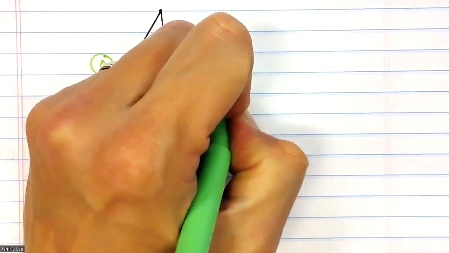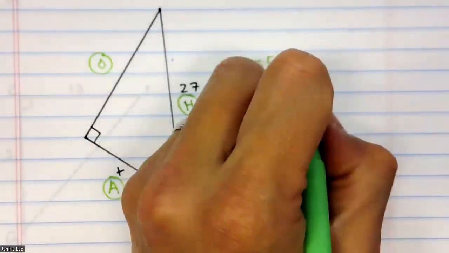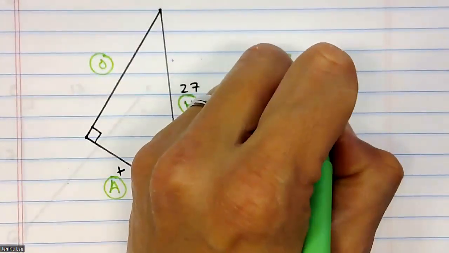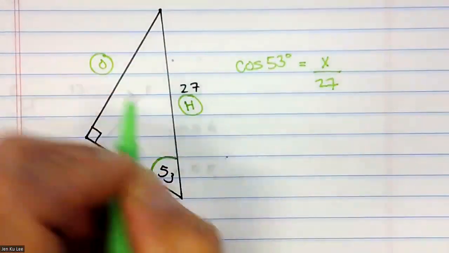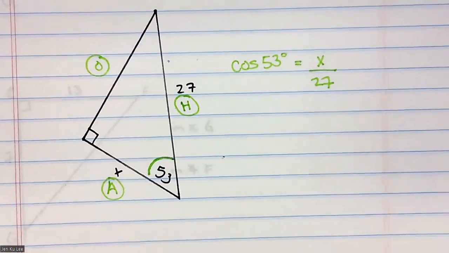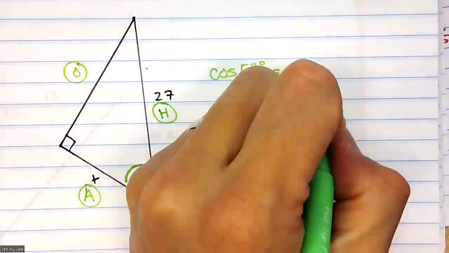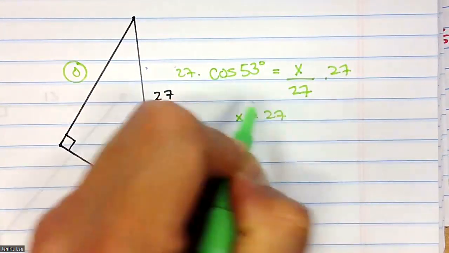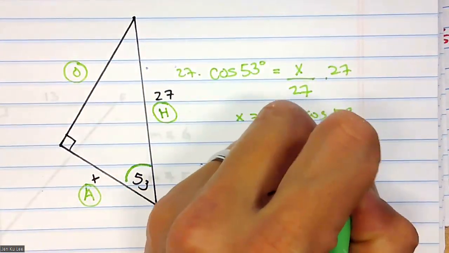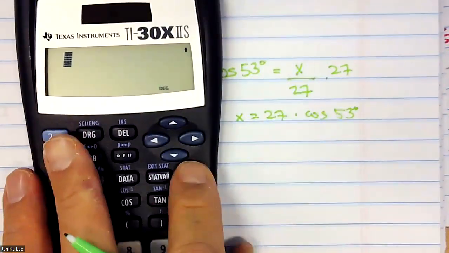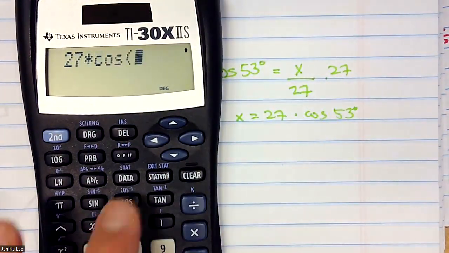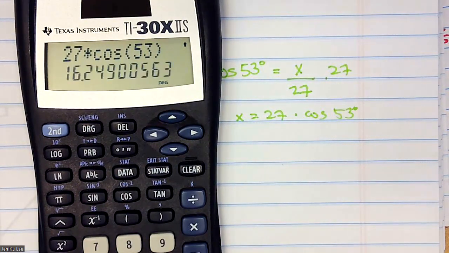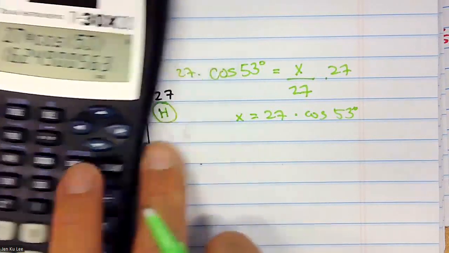Cosine, right? So cosine of the angle 53 degrees equals x over 27, because cosine is going to be A over H. And we're just going to multiply 27 to both sides. So x is going to equal 27 times the cosine of 53. Okay? So on your calculator, 27 times the cosine of 53 is 16.25. Okay, rounding it to your nearest hundredth.